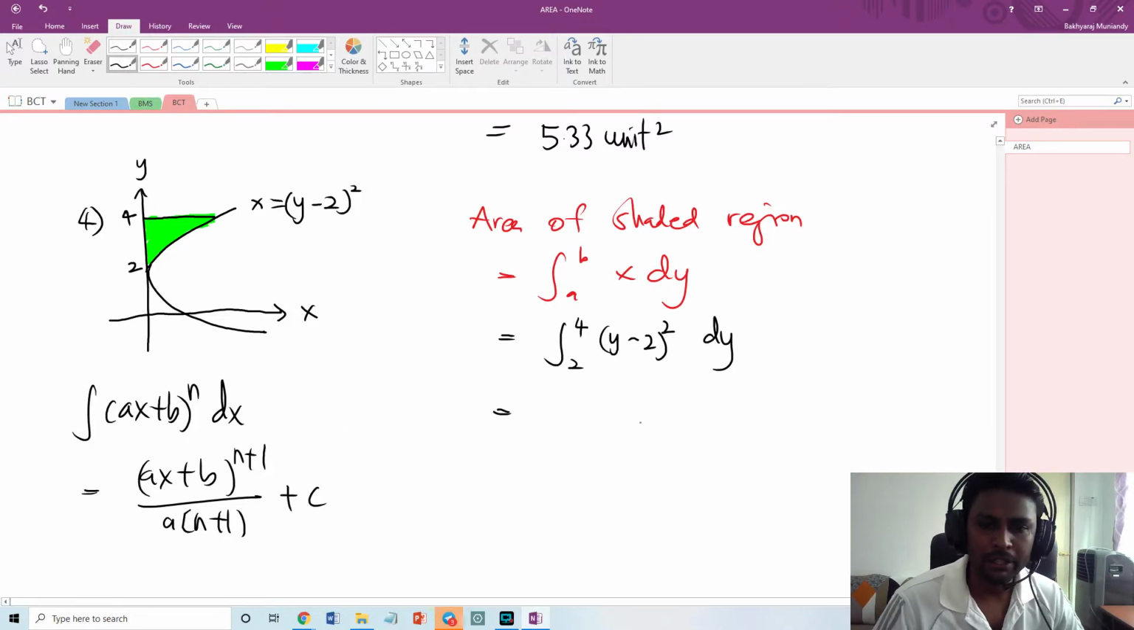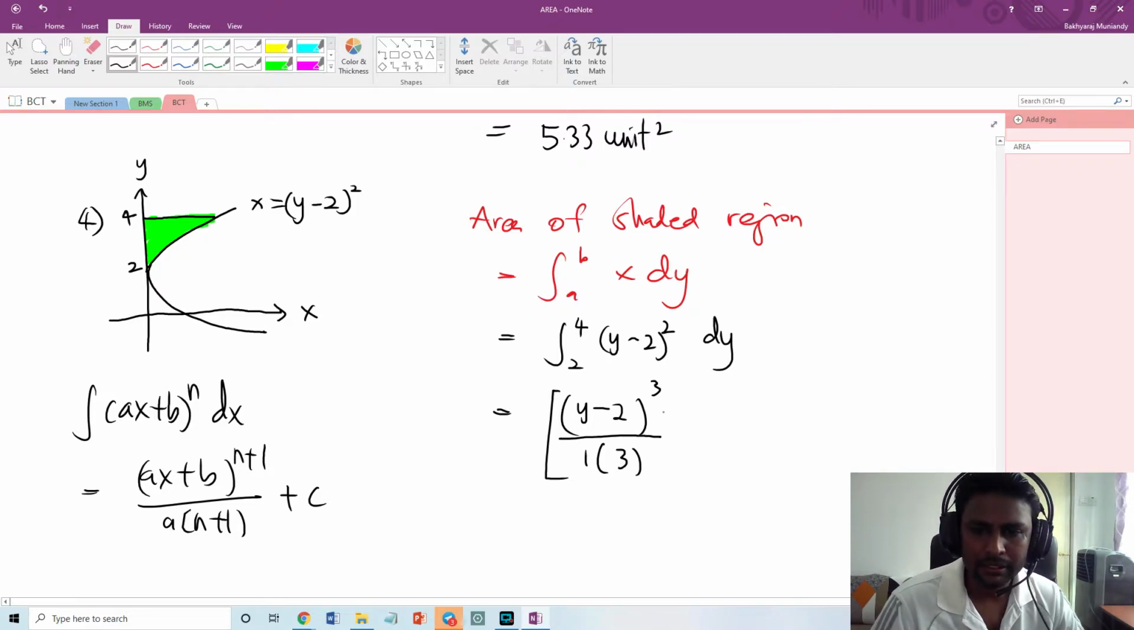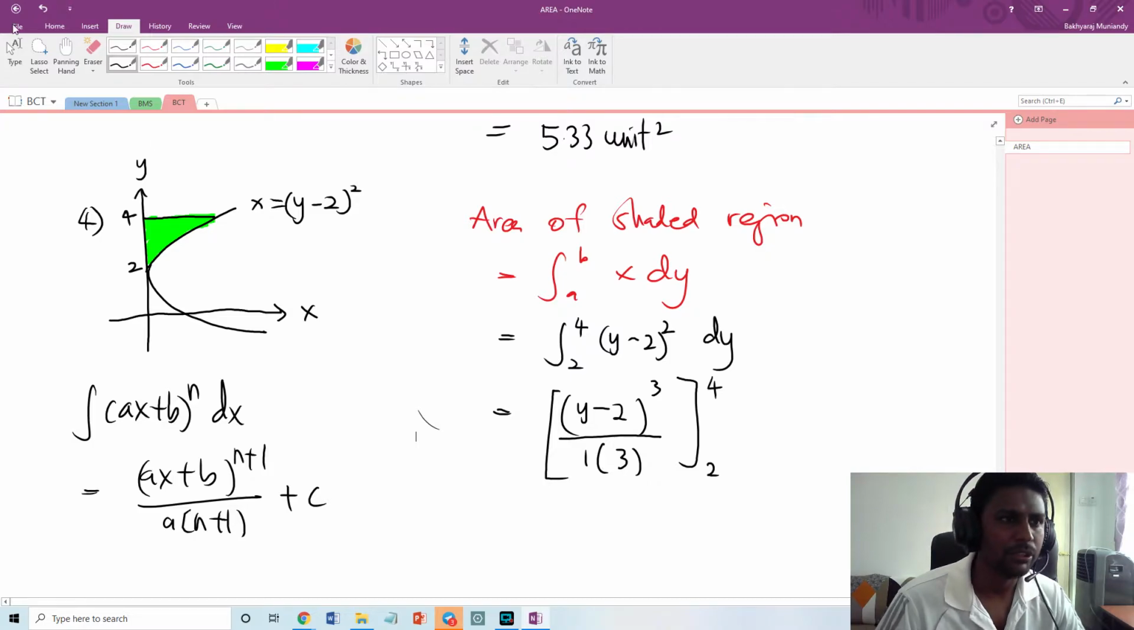If you want to use this formula, we can get y minus 2 to the power of 3 divided by, correct, what is our a? 1 times 3, close bracket, then from 2 to 4. There's no plus C since we have limits. Now we try to substitute and find the last answer.